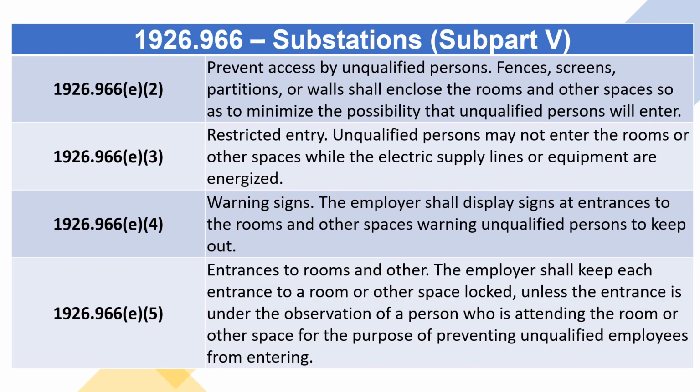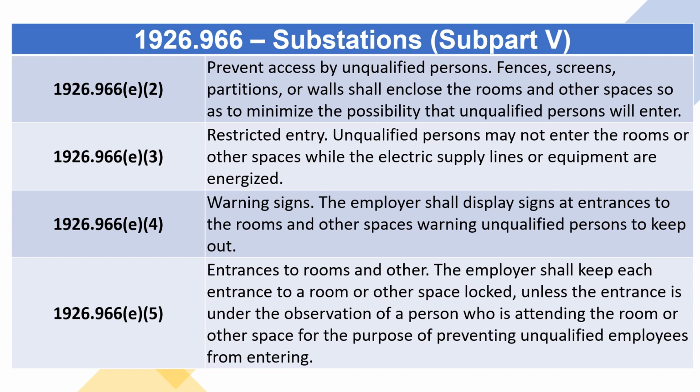1926.966(e)(2) Prevent access by unqualified persons. Fences, screens, partitions, or walls shall enclose the rooms and other spaces so as to minimize the possibility that unqualified persons will enter. 1926.966(e)(3) Restricted entry. Unqualified persons may not enter the rooms or other spaces while the electric supply lines or equipment are energized. 1926.966(e)(4) Warning signs. The employer shall display signs at entrances to the rooms and other spaces warning unqualified persons to keep out.